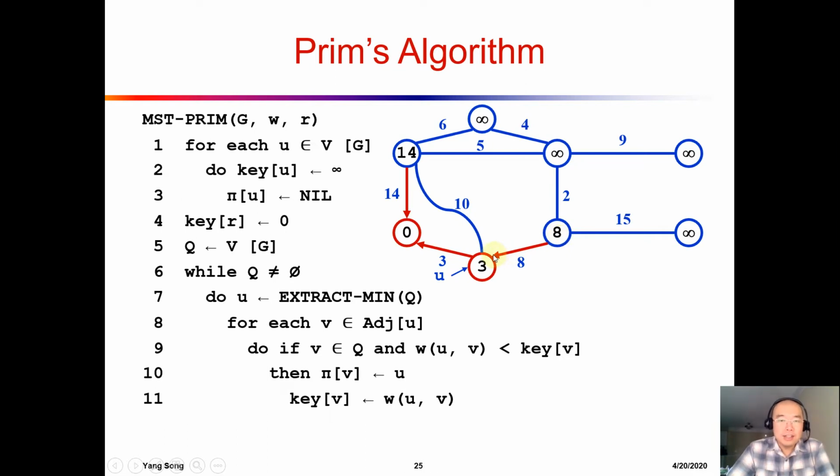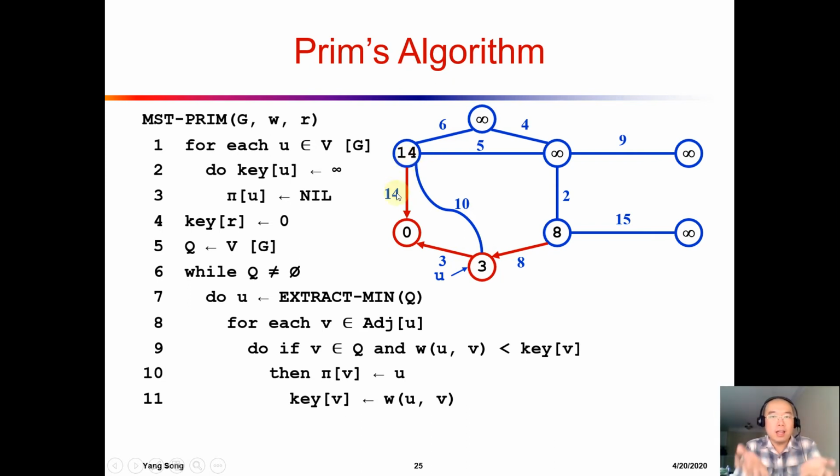And here is the tricky part. For the 14, this node is already connected to the MST. And what is the cost? The cost is 14, right? But here I have another edge, and the cost is 10. What does this mean? Originally this node is connected to the MST, but the cost is 14.